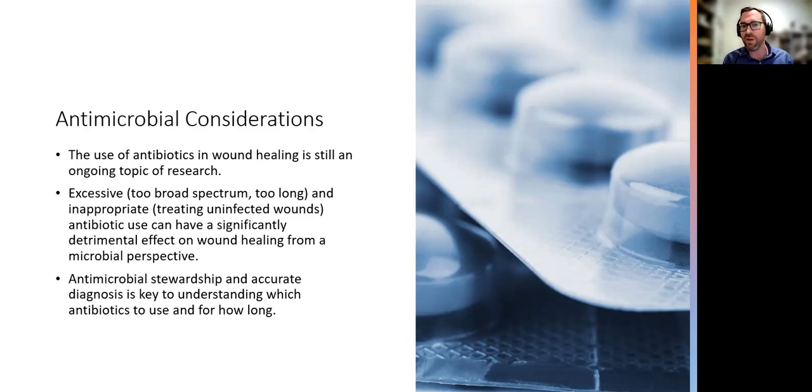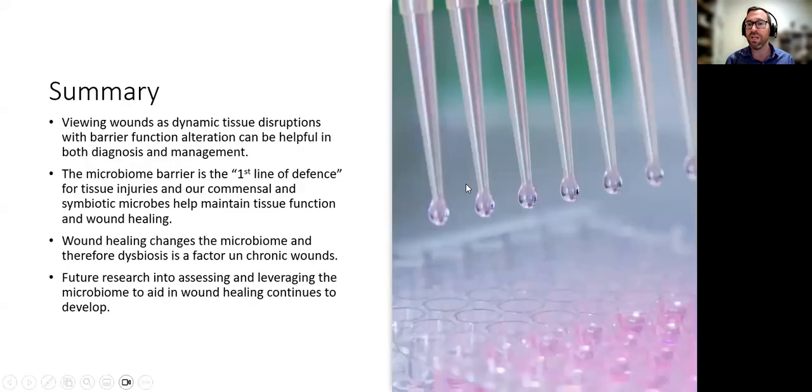So antimicrobial considerations, you'll hear the term antimicrobial stewardship a lot throughout your studies. It's really becoming a key phrase. So we know the use of antibiotics in wound healing is an ongoing topic of research. It's something that we're really getting a much deeper insight to. So if we excessively prescribe antibiotics, so too broad spectrum or for too long or inappropriately, so we're treating uninfected wounds with antibiotics, that can have a significantly detrimental effect on wound healing from a microbial perspective. So we don't want to disrupt what the body's doing too much, because as we mentioned before, it's really about helping the body help itself. So it's about us putting it into the right position.